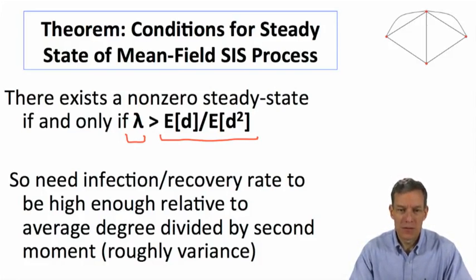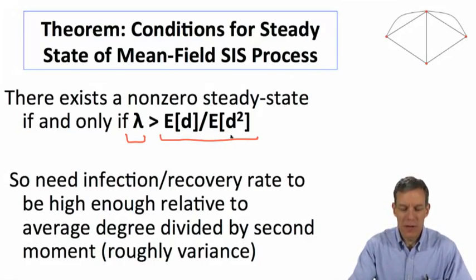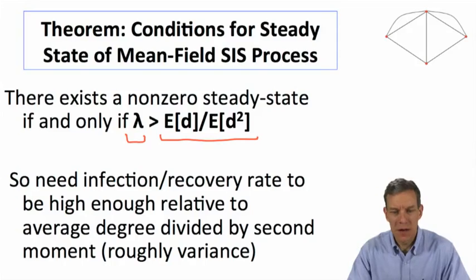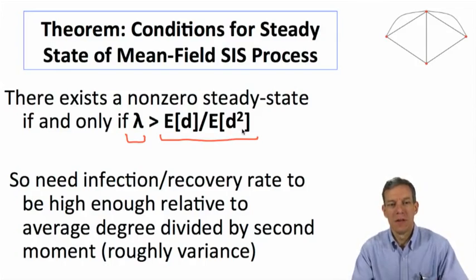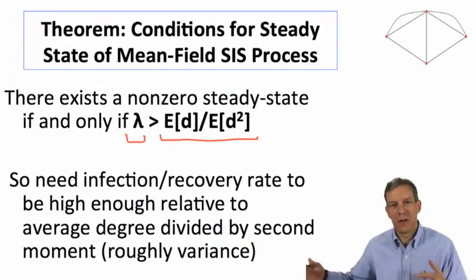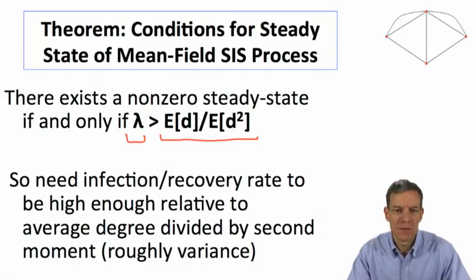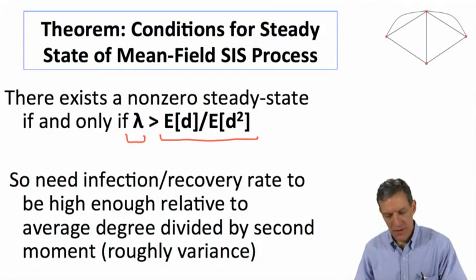Now the interesting thing here is increasing the variance. If you do a mean preserving spread, so you increase the variance, that makes it easier to satisfy this equation. In the situation where we keep E of d constant and increase E of d squared, what we're doing is spreading out the degrees, but that makes higher degree nodes, which are going to serve as hubs and be conduits for infection. And that aids in the spread of the infection and allows us to have a steady state that's non-zero.